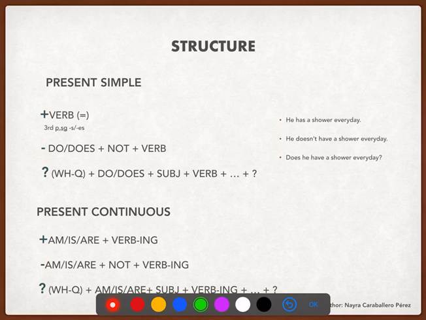Okay? For instance, they are watching TV right now. They aren't watching TV right now. Are they watching TV right now? Okay? It's quite easy.